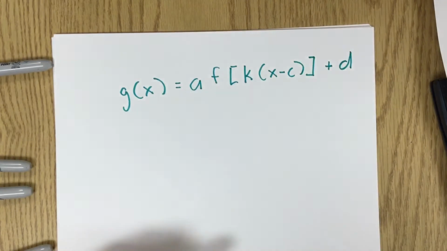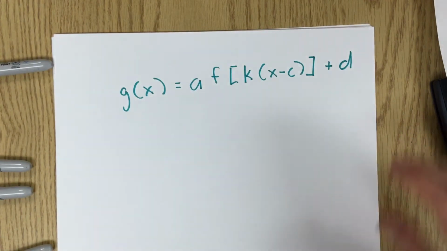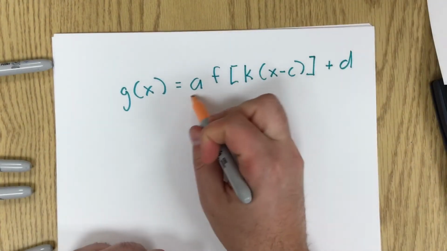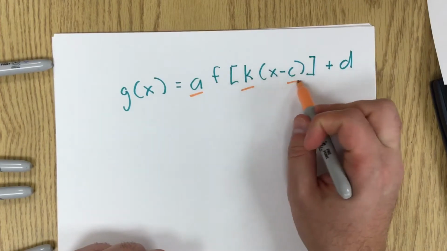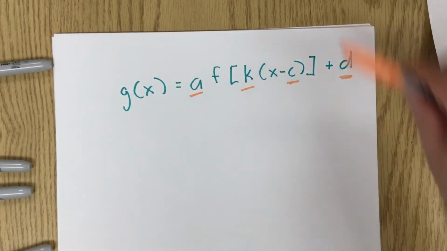Now there's nothing special about these letters. Some people use these letters, some people use different letters. What matters is that each letter, except for the x and the y, represents something. So this letter represents something, this represents something, this represents something. So each of those four letters represents a type of transformation.